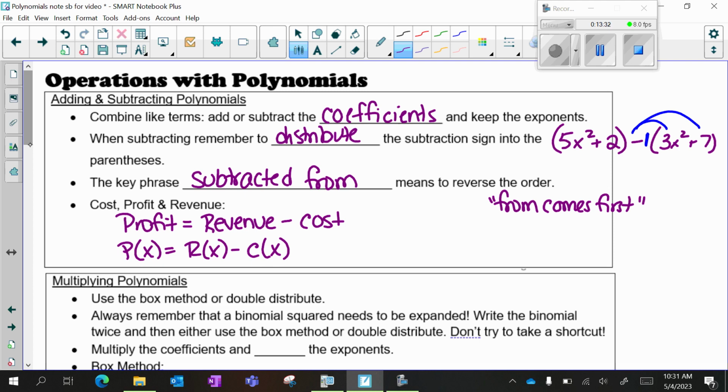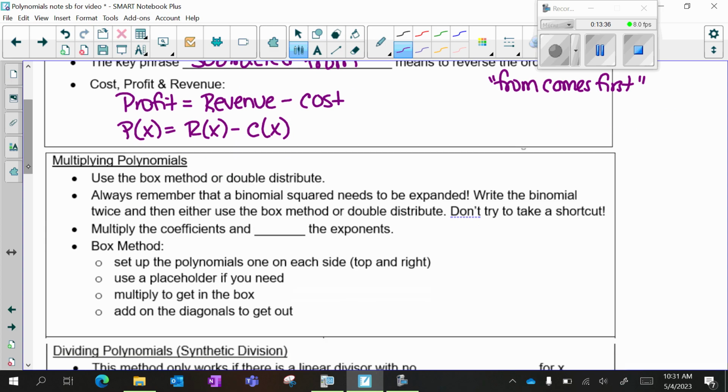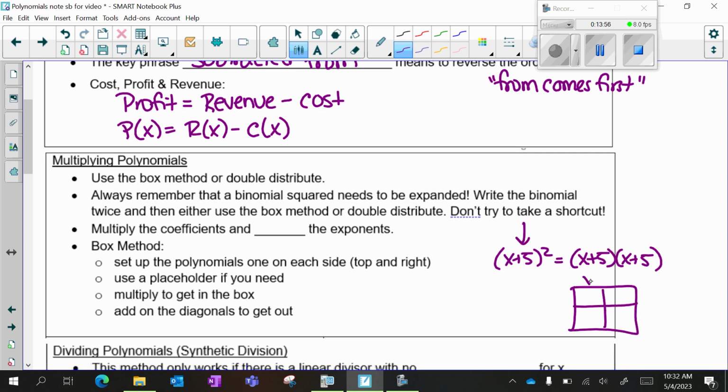So operations with polynomials, that's adding and subtracting. Let's move on to multiplying. When we multiply, we use the box method or we double distribute whenever needed. You have to remember that when a binomial is squared, you must expand it. What does that mean? X plus 5 squared is really x plus 5 times x plus 5. There are no shortcuts. Draw out your box. Label x plus 5 on both sides, top and right.